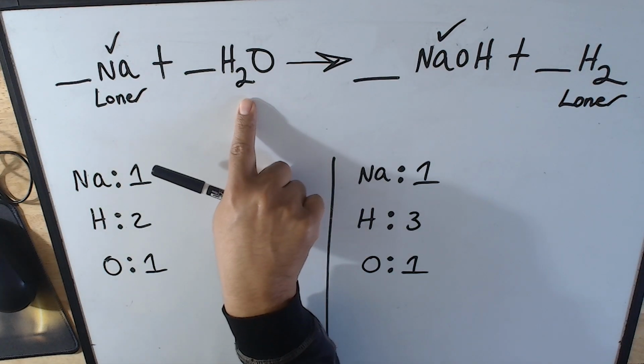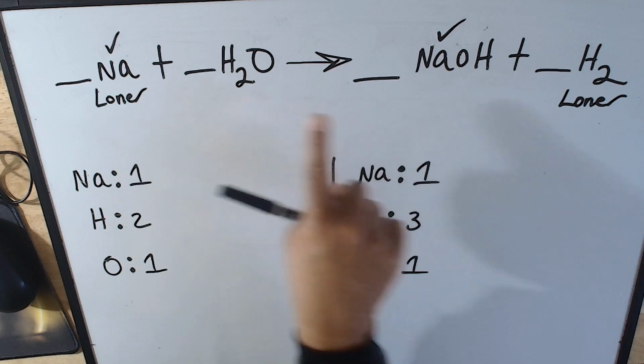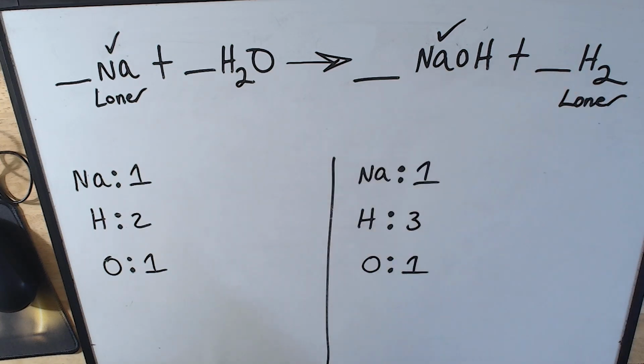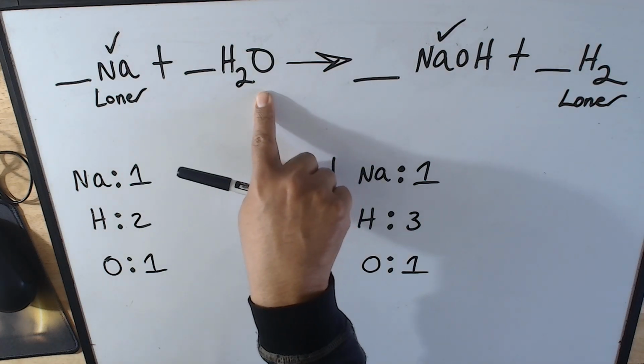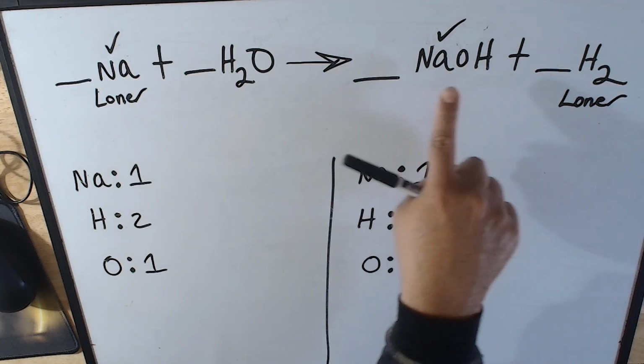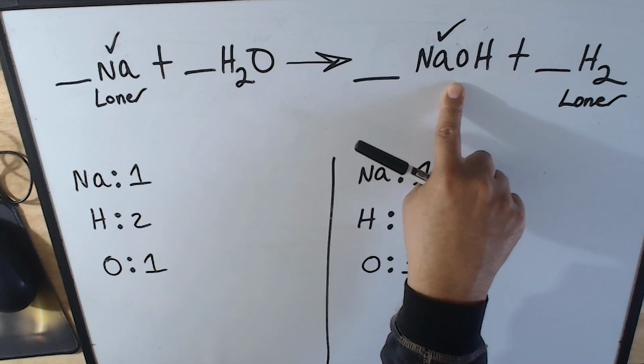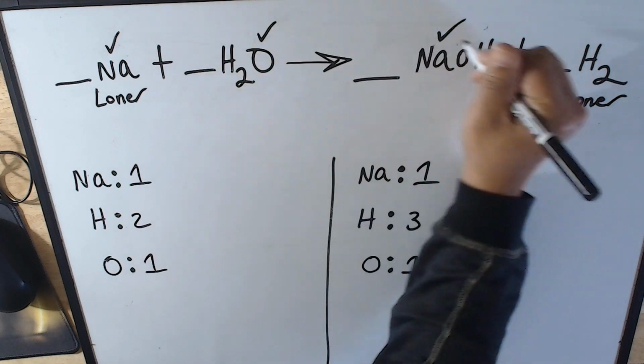Hydrogen, it appears one time in the reactant side. However, it appears 1 and 2 times in the product side. So that cannot be a 1:1 ratio. Oxygen, it appears one time in the reactant side, and it appears one time in the product side. So I am going to put a check mark.